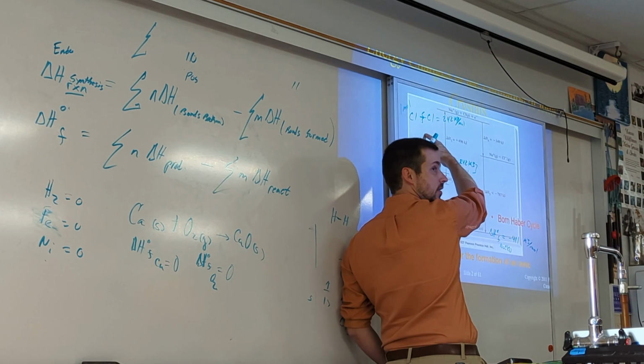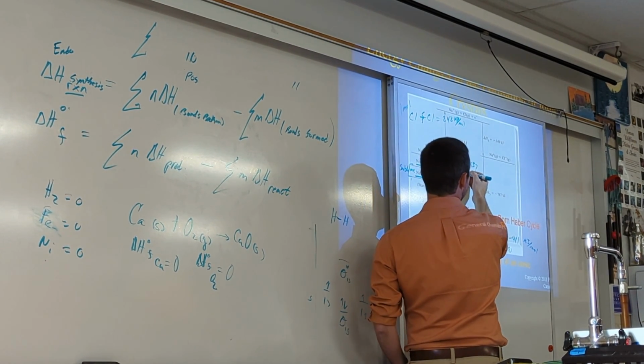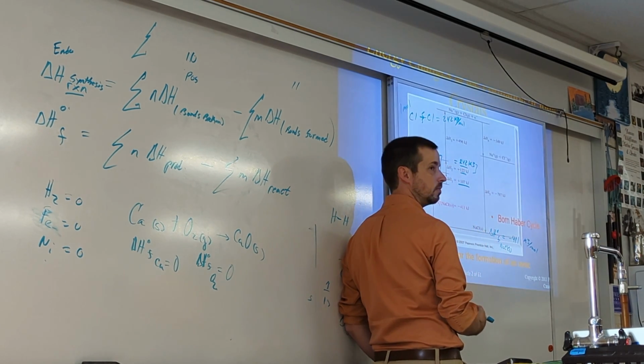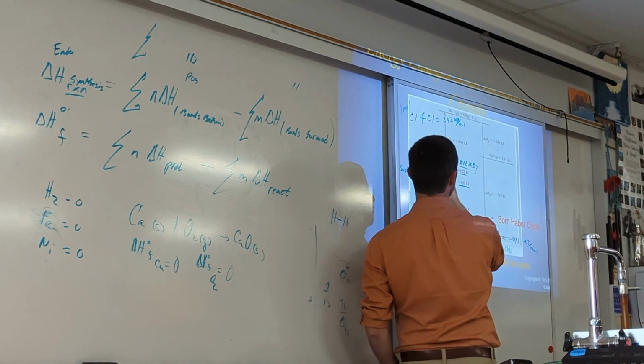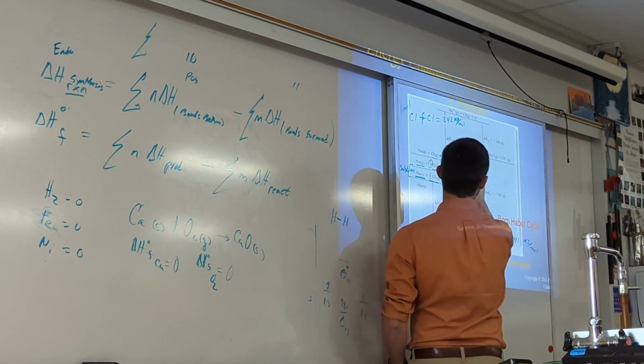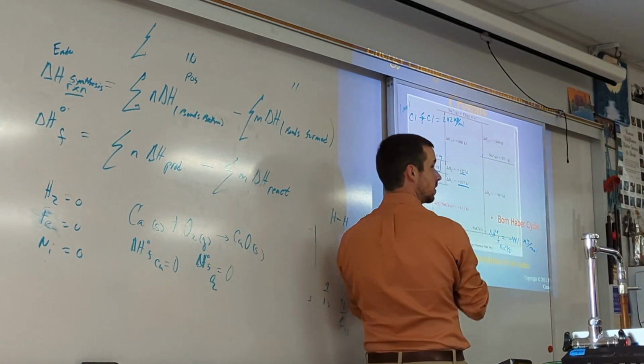Wouldn't it be 121? Close enough, we rounded. So 242, half of that, 122. Can you see that? This value is for 1 mole, and we only need half a mole. So this is the amount of energy needed for half a mole of this to break, to separate.